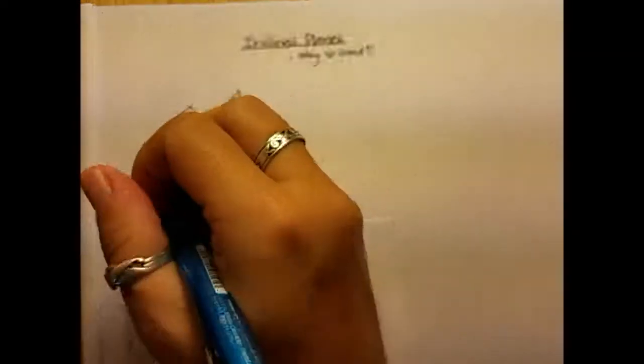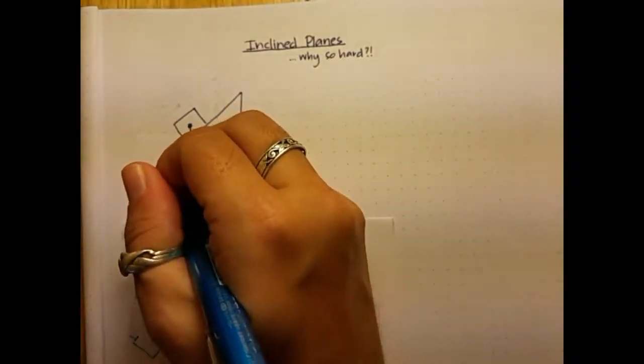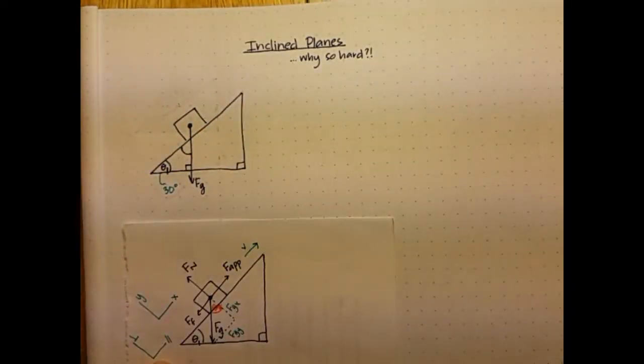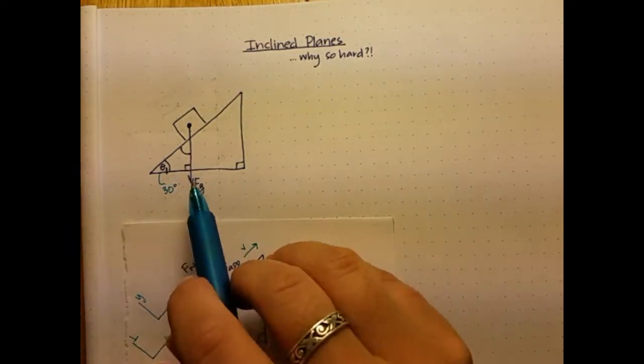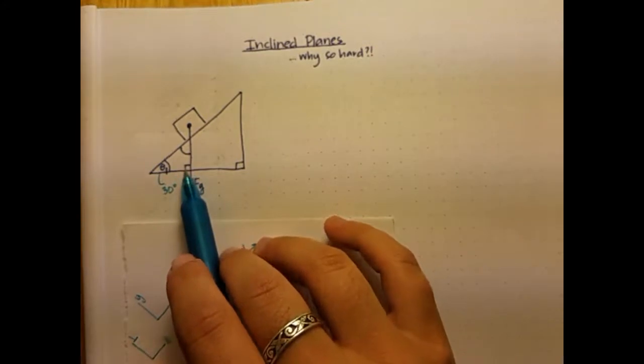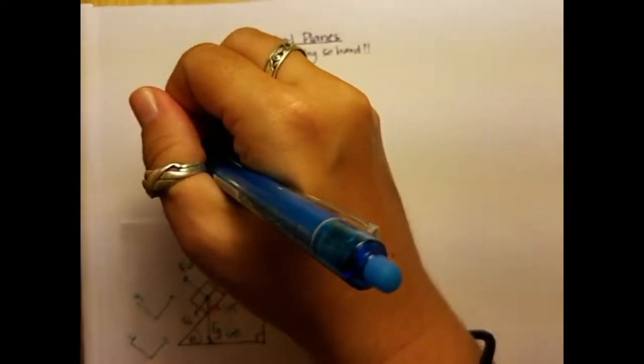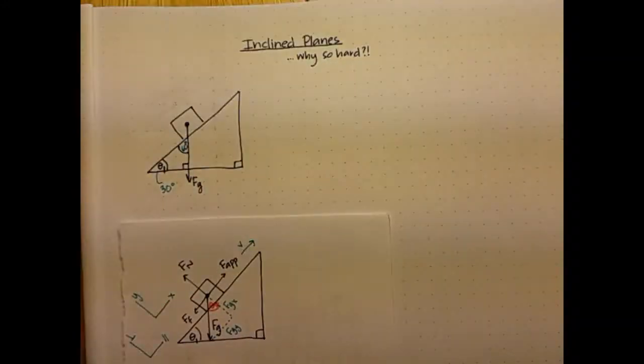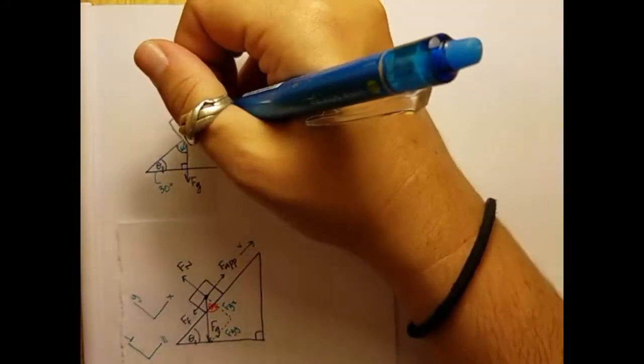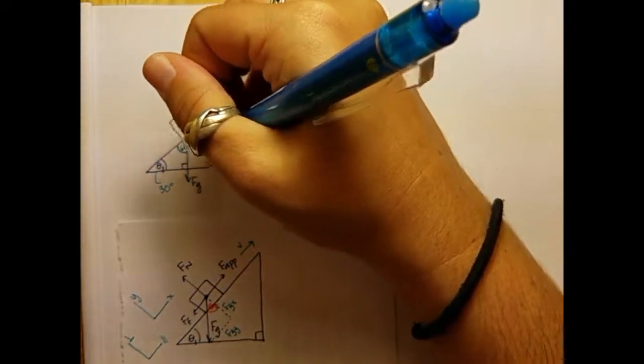So let's play with some numbers here. Let's pretend that the angle of my ramp is maybe 30 degrees. All right, so if I've got a 30-degree angle here, what does this other angle have to be? Well, 180 minus 90 is 90. 90 minus 30 is 60. So this has to be a 60-degree angle. Okay, so if that's a 60-degree angle, what happens when I break out my components? Why does that help me?